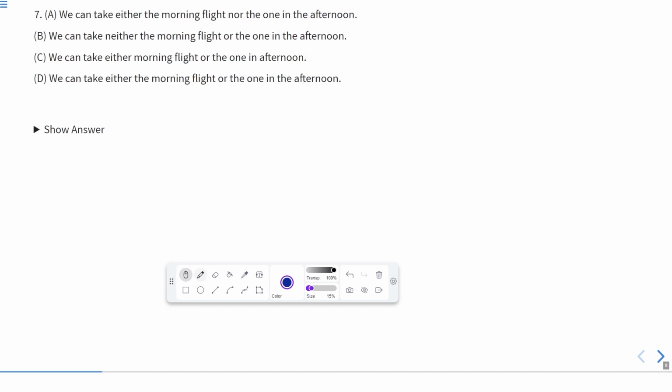Now again, we are given four sentences. We have to look for the correct sentence. Okay, the sentence which is grammatically correct. Now let us read all these A to D sentences one by one. The first one is, we can take either the morning flight nor the one in the afternoon. Now whenever we use either, it is always paired with or, not nor. Therefore, the first sentence is incorrect, as we can see that it is paired with nor, which is not correct grammatically. Either can be paired only with the word or.